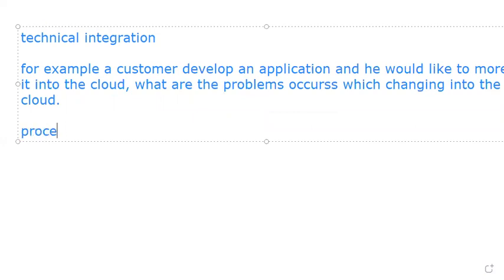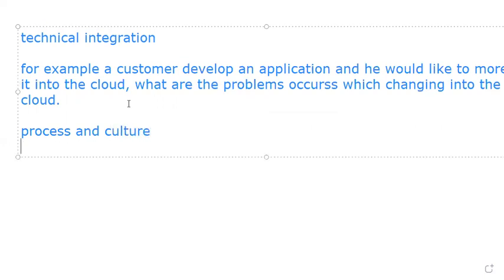Next one, process and culture. So what is the process? It means when you want to migrate to the cloud technologies, is there any process involved? We have to see the documents, we have to see the agreements, and whether the agreements are being followed very well or not. For example, some people may buy the services by credit card, and some people may buy the services by online banking.